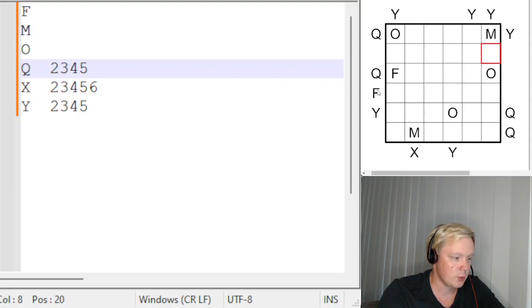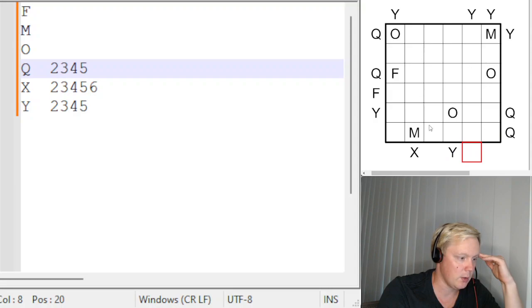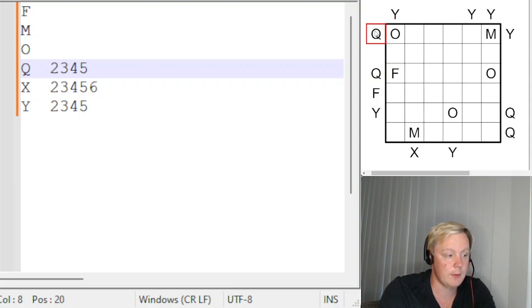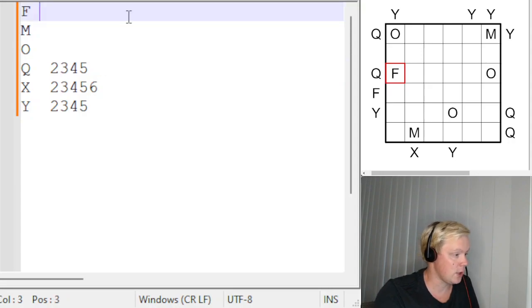What about x? Can x be a 6? This would be 1, doesn't restrict these, 2, 3, 4, 5, 6. I think x can be 6. What about f? Can f be 6? That would mean this is 6. That would mean q is 1. If q is 1, this is also 6. Can't have two 6's. So f is not 6. So it's 1, 2, 3, 4, 5.